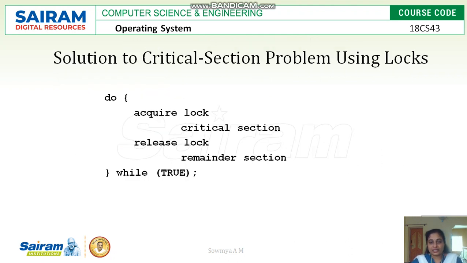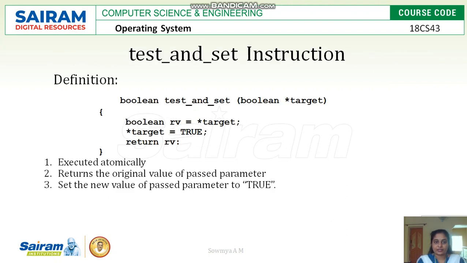The solution to the critical section problem using locks is like this: in the do-while loop, there is a step to acquire lock. Whichever process acquires the lock can enter the critical section. Once it releases the lock, the hardware is free for other processes to execute. Then the remainder section of the loop is executed and the process comes out of execution.